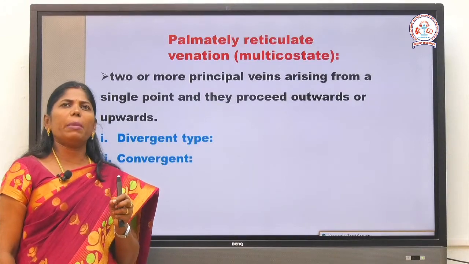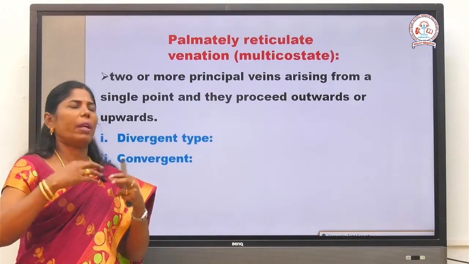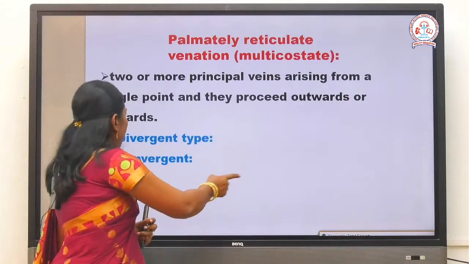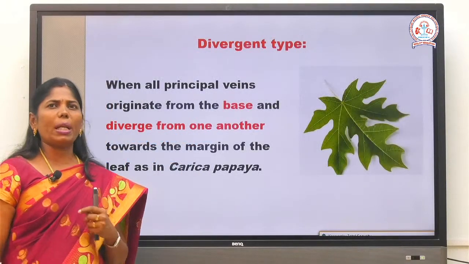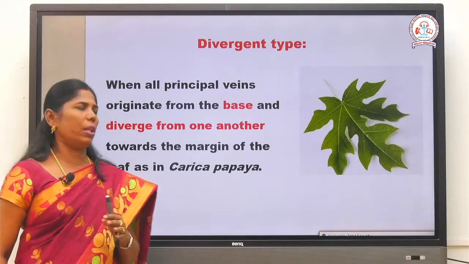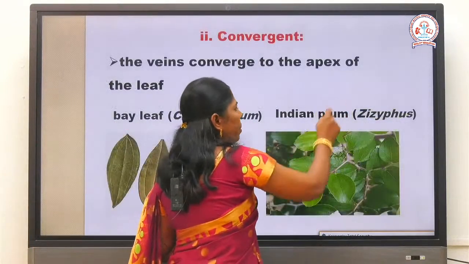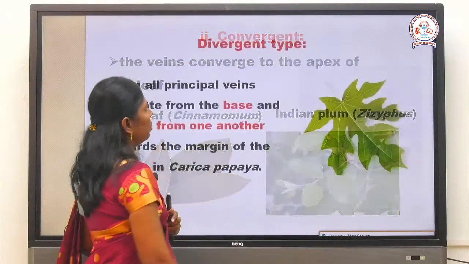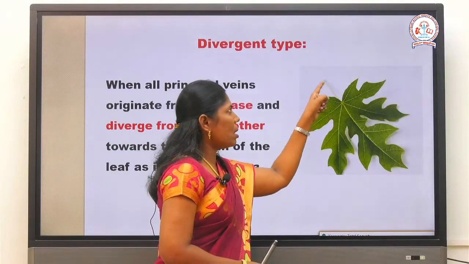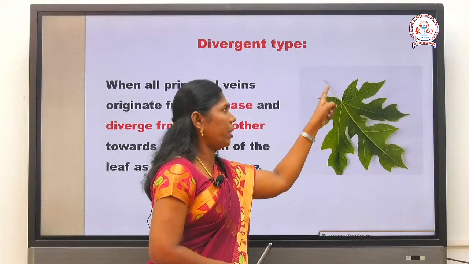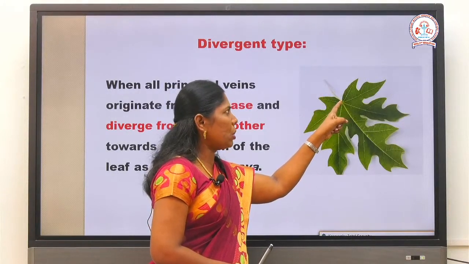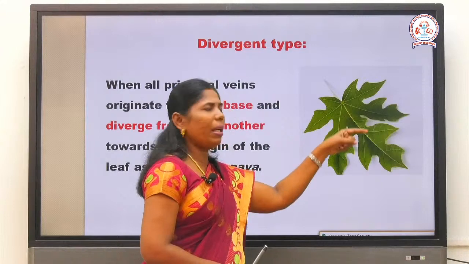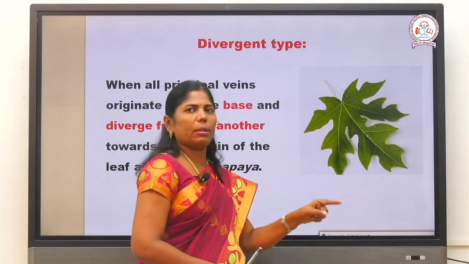Palmately means actually it consists of so many veins that have arisen. So it is divided into two: one is divergent, another one is convergent. You can see here, from the basal region, from the base, that is the tip of the petiole. Actually the tip of the petiole has many main branches of the midribs that originate.